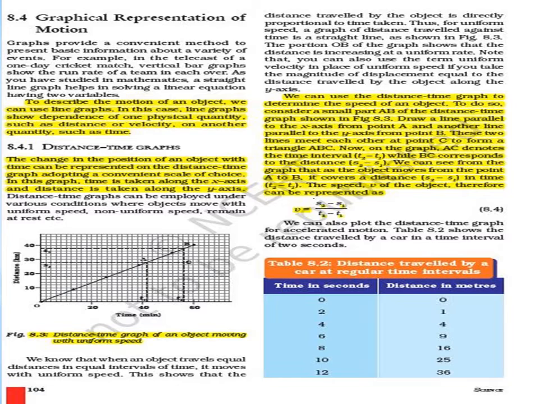Here in the x-axis time will be there, either in the unit of minute or in the unit of second or in the unit of hour, and along the y-axis we will write our distance. So this is the distance time graph of an object moving with uniform speed.